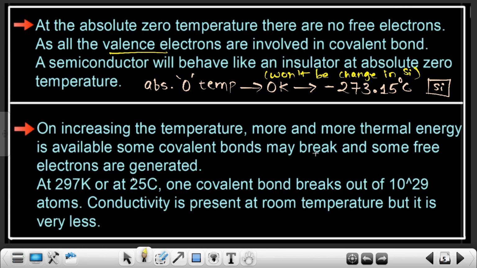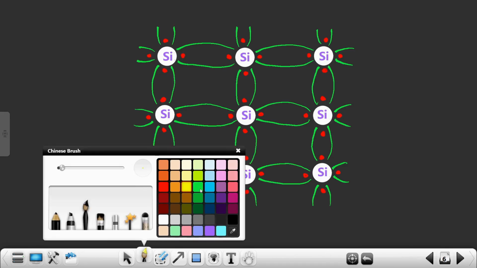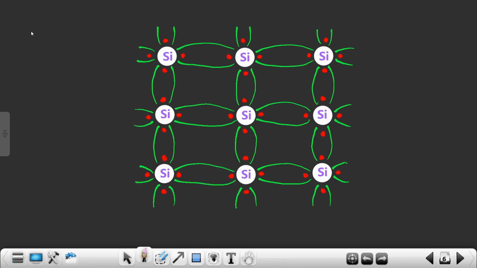Okay, but now what will happen as I am increasing the temperature? So let's see. On increasing the temperature, more and more thermal energy is available. Some covalent bonds may break and some free electrons are generated. Okay, great. So now what is going to happen? Let's see. Now let's suppose I am taking the crystal and moving it to a certain higher temperature, let's suppose room temperature, maybe 25 degrees Celsius.